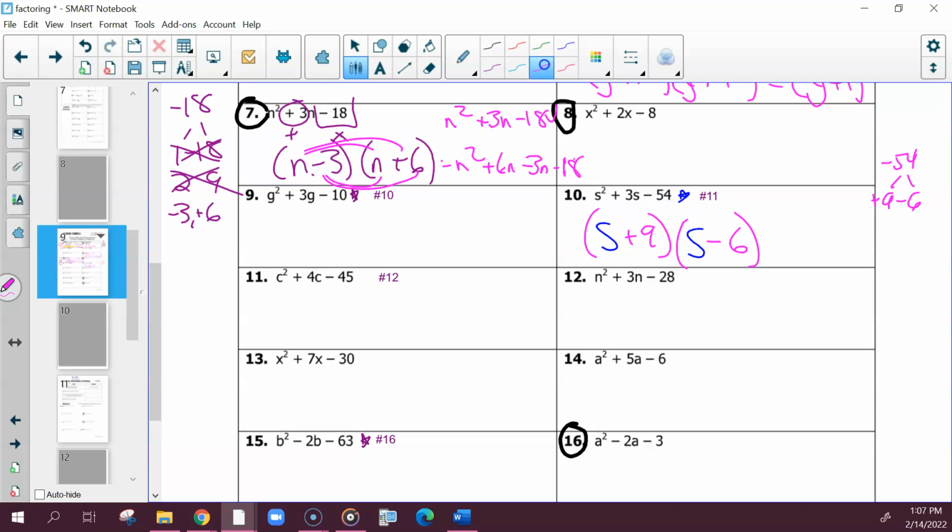Yes. Is our next test going to be like almost? It's all factoring, yeah.